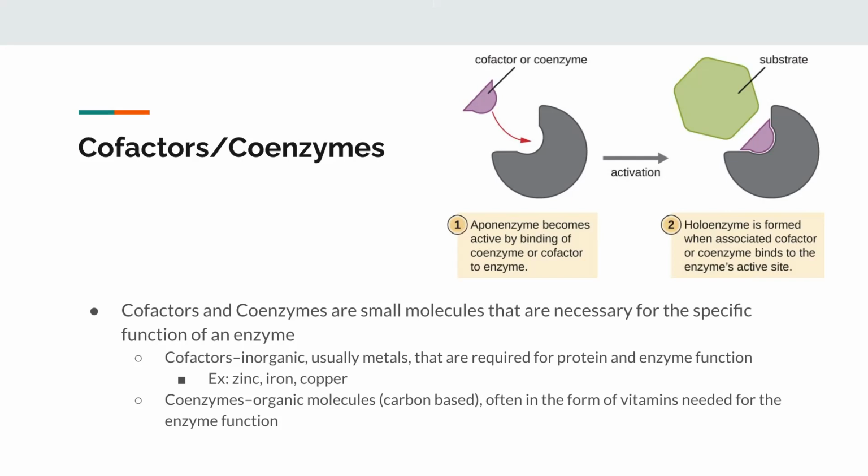That makes sense? So you have something called an apoenzyme, which is the enzyme without the cofactor or coenzyme, and then you have the coenzyme or cofactor come in and it becomes a holoenzyme. And once it's a holoenzyme, it can actually interact with the substrate and carry out whatever activity it needs to carry out.